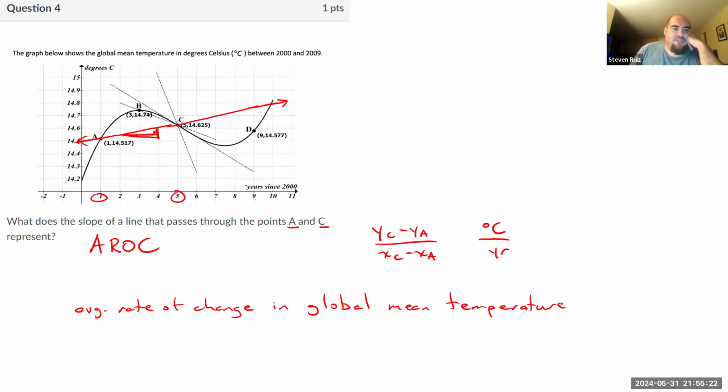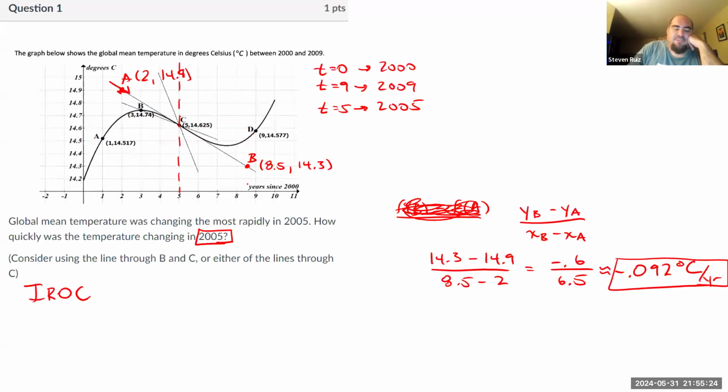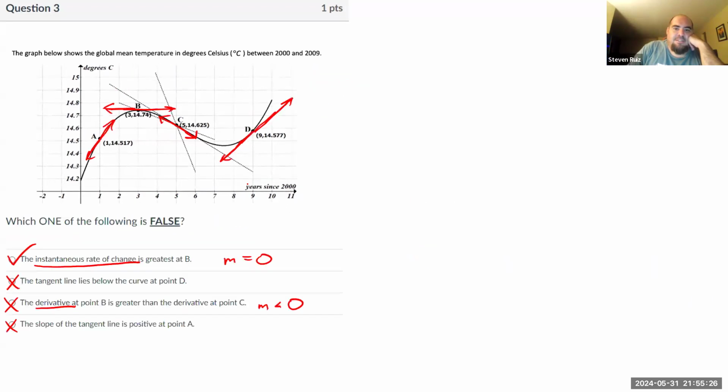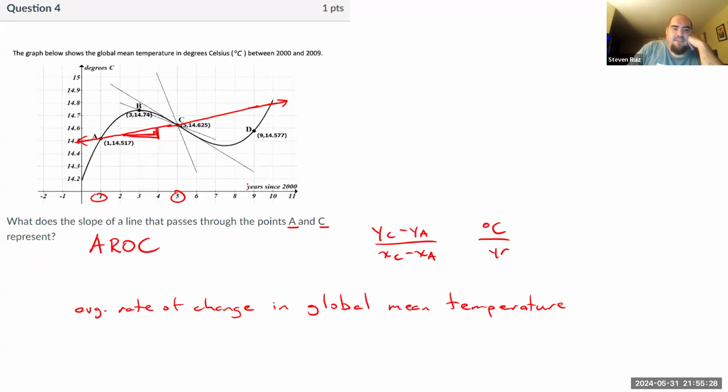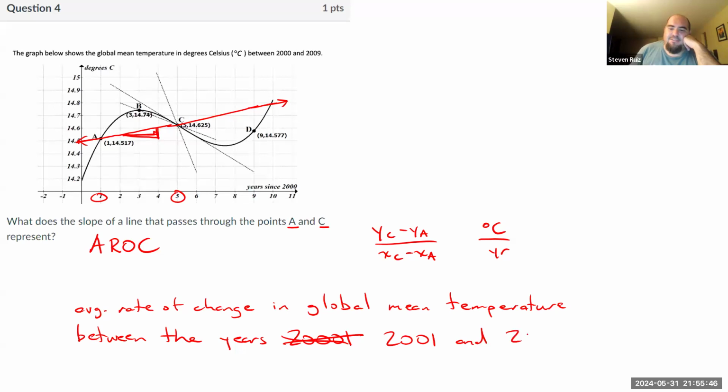So what years does that correspond to? I think we said before that time equals 0 represents the year 2000. So what does time equals 1 represent? So between the years 2001 and 2005. So I think that's the most complete way to say what the slope of that line represents.